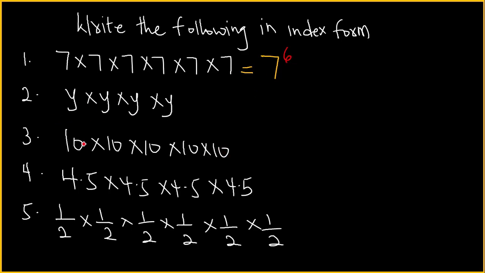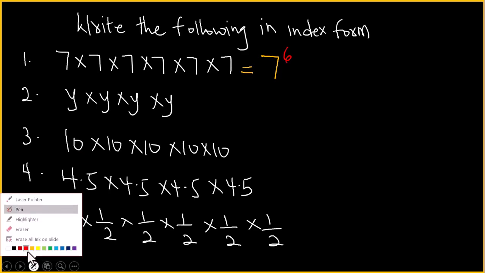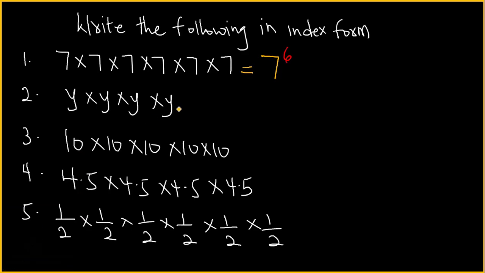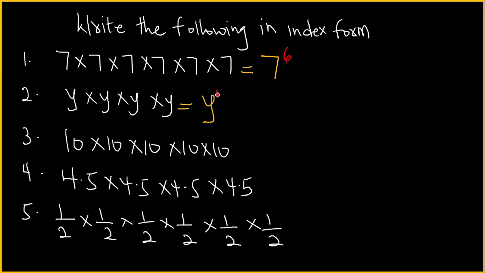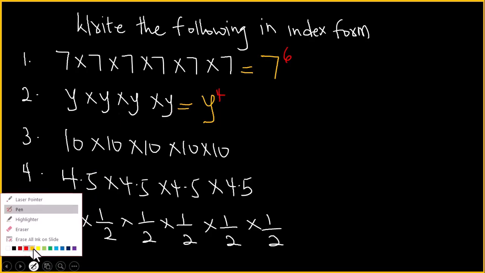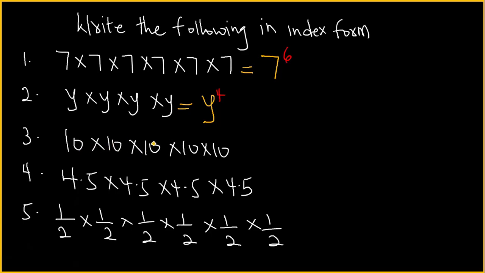We have y repeating itself 4 times. 1, 2, 3, 4. So we have y repeating itself 4 times. So this is also the index form of the repetition of y. The next one, we have 10 repeating itself 1, 2, 3, 4, 5. So we have 10 repeating itself 5 times.